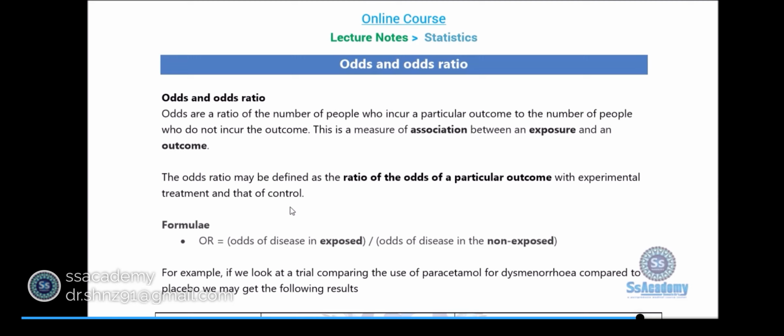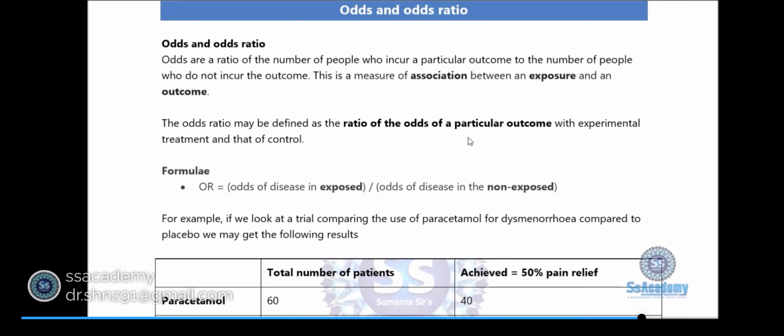Odds, another triple star topic, my dear. The odds are a ratio of the number of people who incur a particular outcome to the number of people who do not incur the outcome. This is a measure of association between the exposure and an outcome. The odds ratio may be defined as the ratio of the odds of a particular outcome in the experimental treatment to that of control. Meaning the odds ratio equals odds of disease in exposed over odds of disease in the non-exposed.